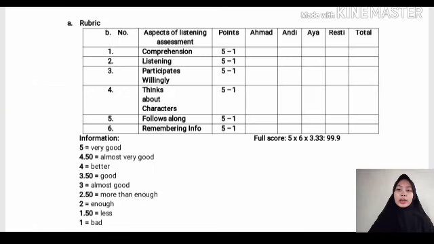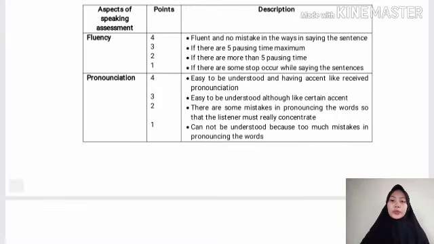Next is rubric. For the first is the aspect of listening assessments, that are comprehension, listening, participating willingly, thinking about characters, following along, and remembering in full. For the aspect of speaking assessment, that are fluency, pronunciation, accuracy, and expression.